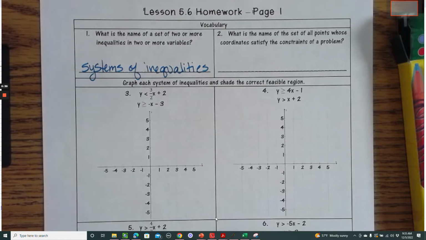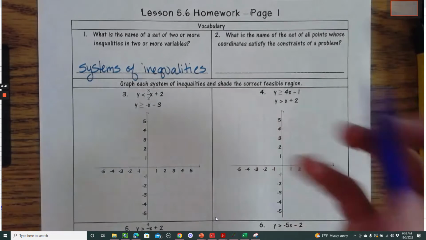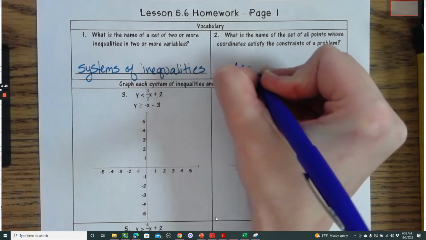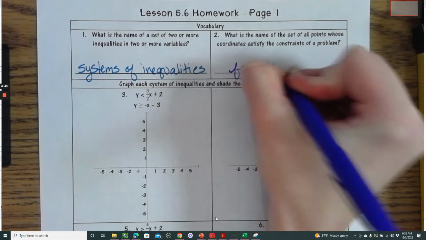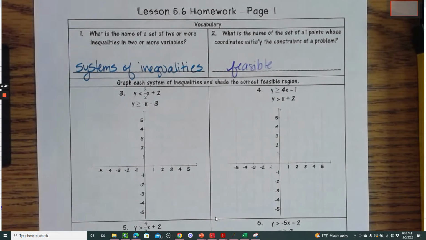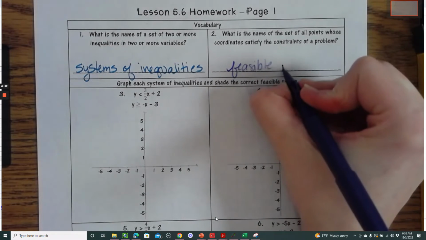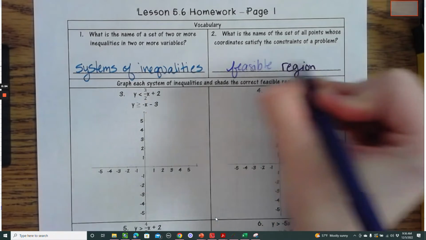Actually, let's switch colors here. All right, and then number 2, what is the name of the set of all points whose coordinates satisfy the constraints of a problem? This is called the feasible. Ooh, never mind, that one's even worse. Feasible, try again, region.